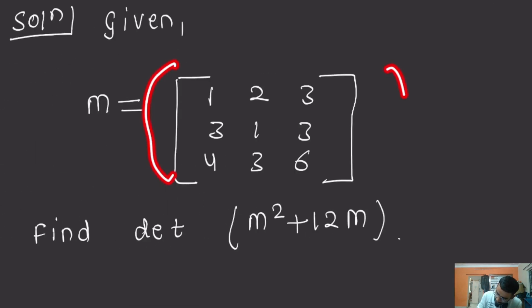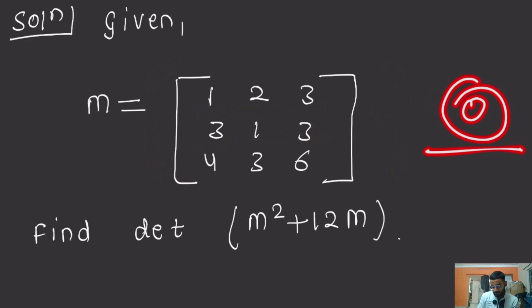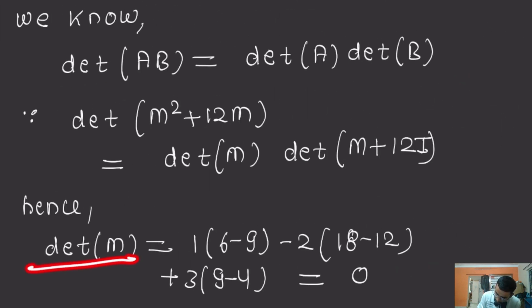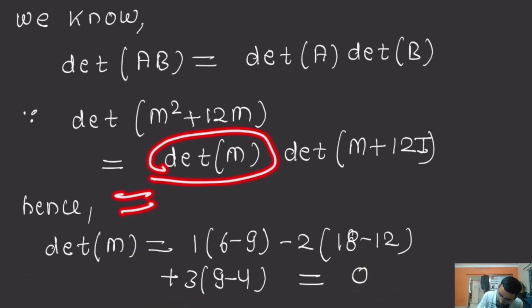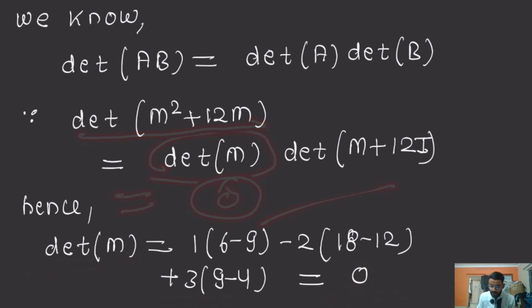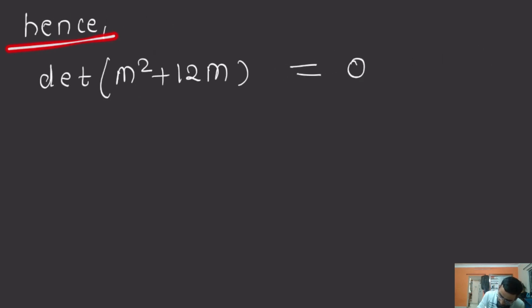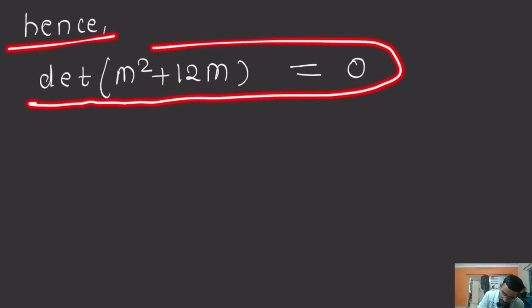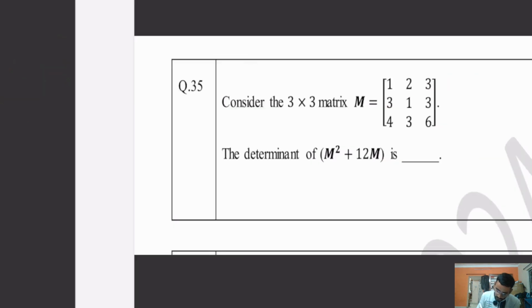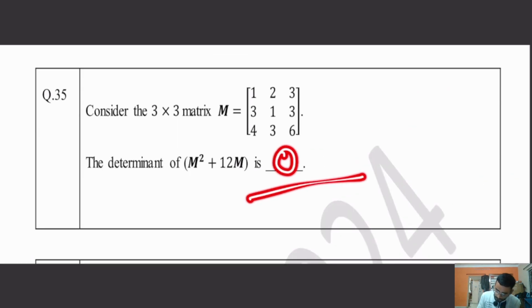So we know the matrix M. This is the matrix M. If we find the determinant of M, then we get the determinant of M is 0, and hence this term is 0. Therefore, the determinant of M square plus 12M will also be 0. So the correct answer is 0.